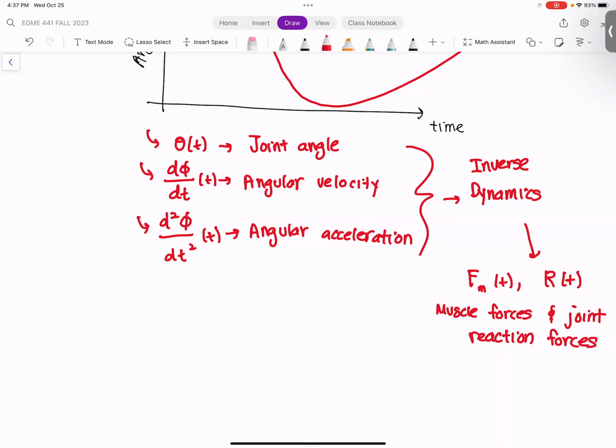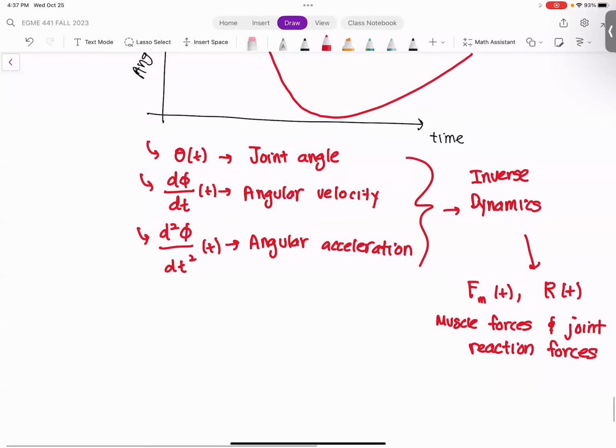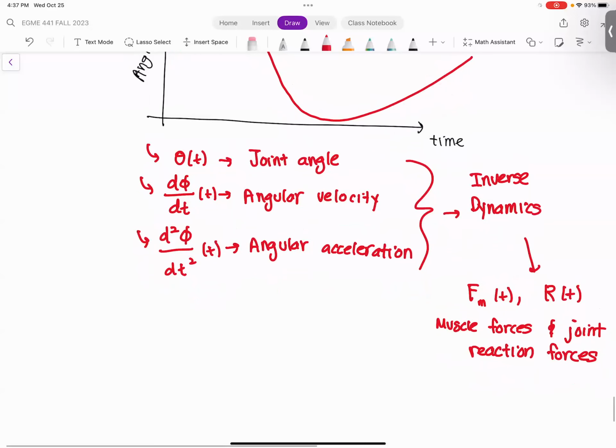And so we'll be able to track how much force, or how much work, your muscles are doing during this motion. So that's the strategy, that's the roadmap in terms of what we're hoping to accomplish.